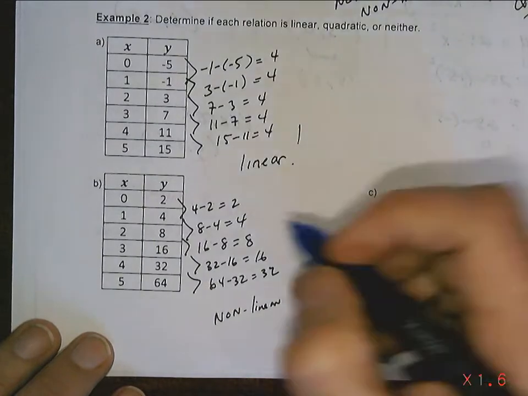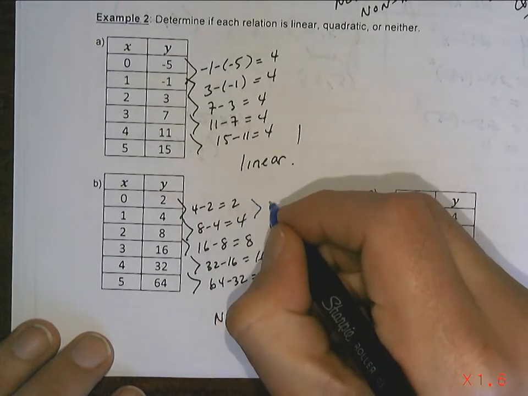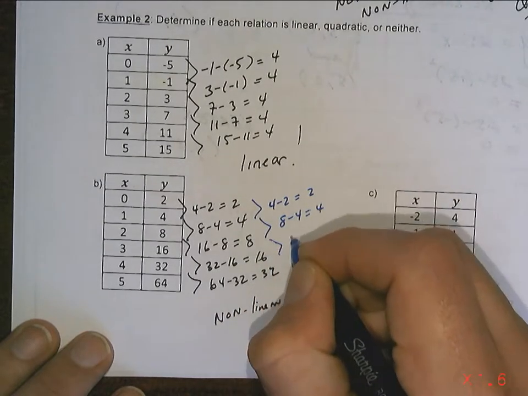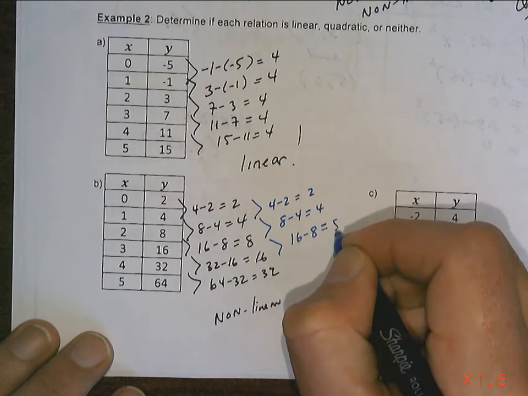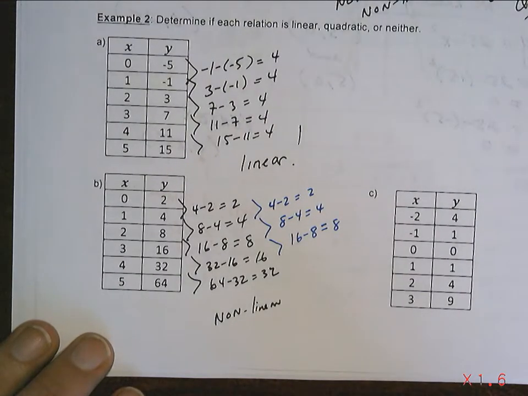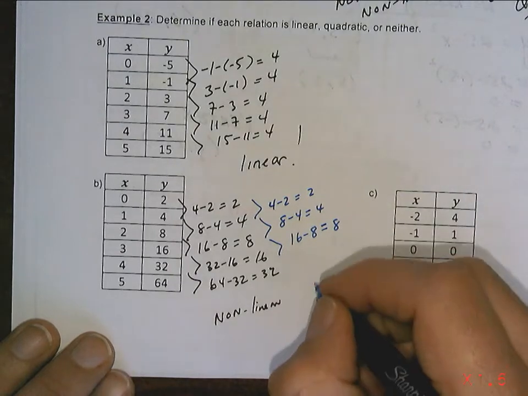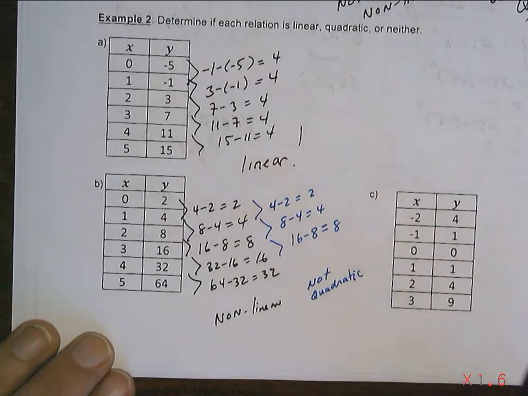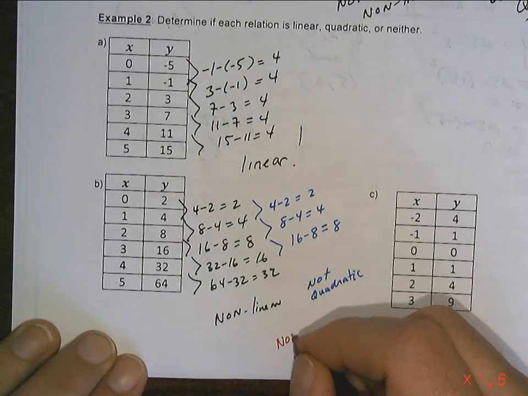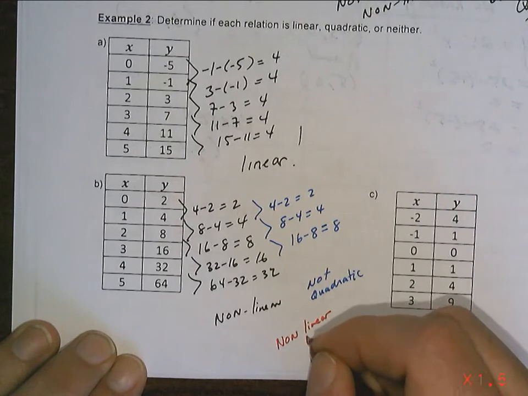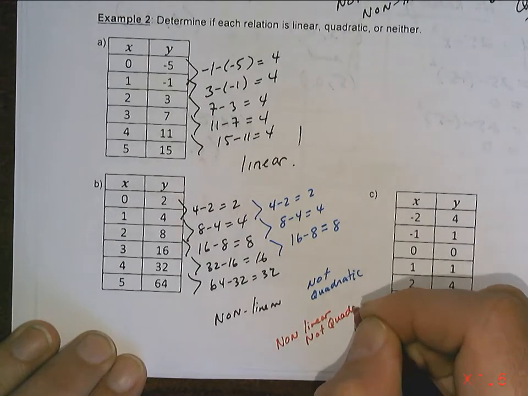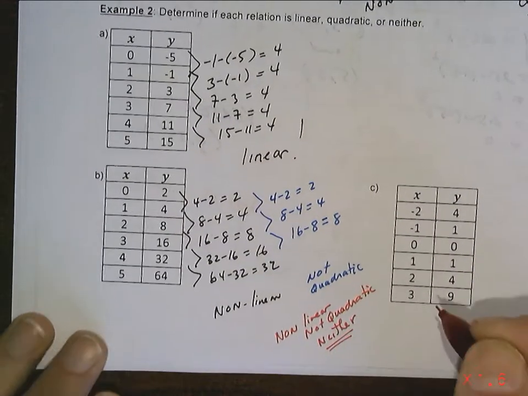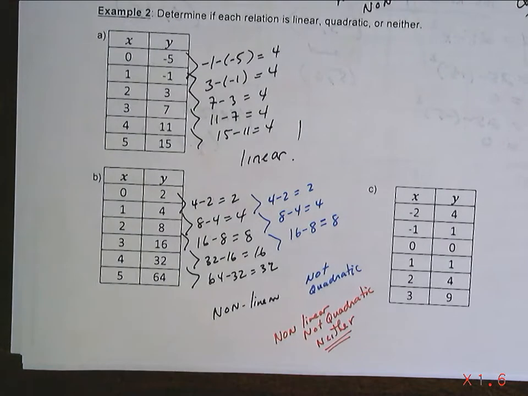Can we look at the second finite differences? So 4 minus 2 is 2. 8 minus 4 is 4. 16 minus 8 is 8. They're not the same. So it's not quadratic either. So it's non-linear, not quadratic. So I guess we would call it neither. It's not linear, it's not quadratic, it's neither.